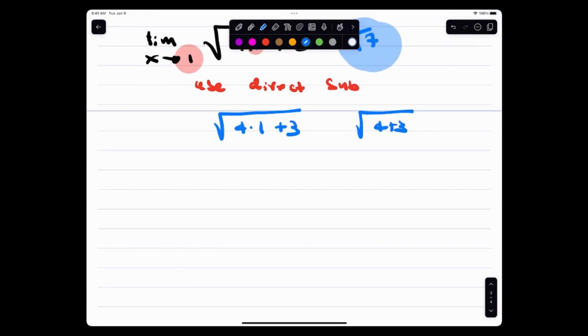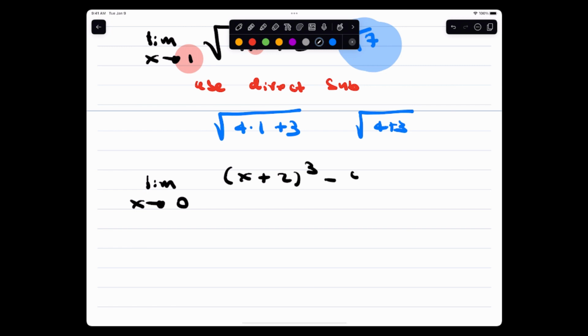But then you might now say to me, okay, Mr. Judge, what about this famous question here? I'm going to say limit as x goes to 0 of (x plus 2) to the third power minus 8 over x. And actually, let me do something for you guys. I mean, I could do it this way. No, let's do it this way for now.